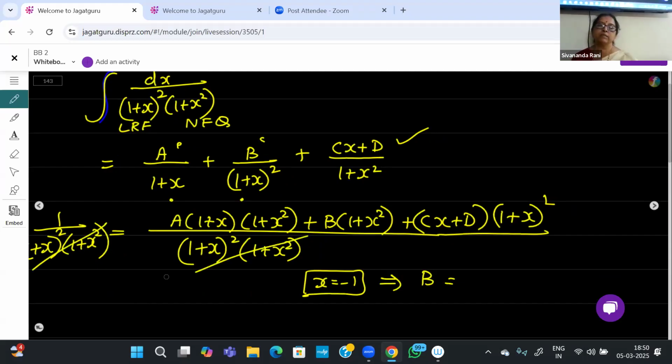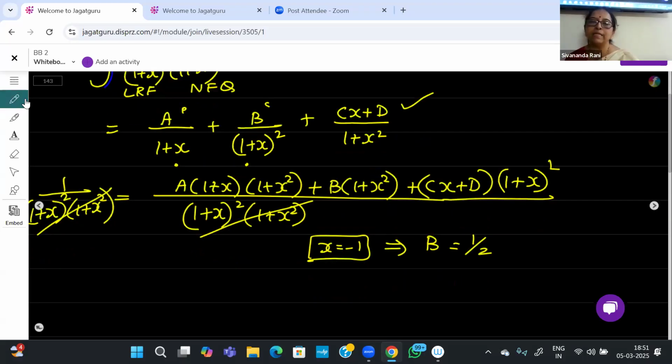First things first, I put x as -1. So terms accompanying A and C and D, all of them vanish. So we get B. What is B? Good, 1/2. After that, what is your next step? How would you determine the others? X as 0. Very good.